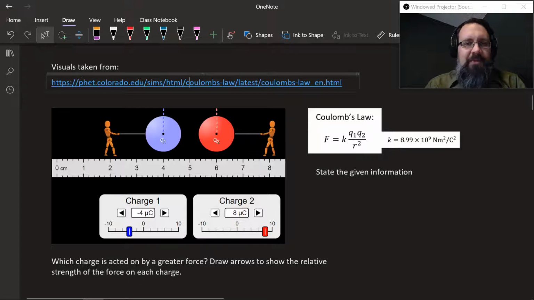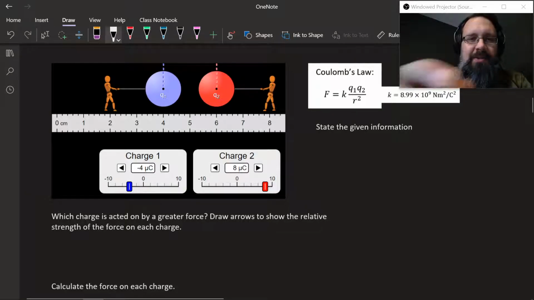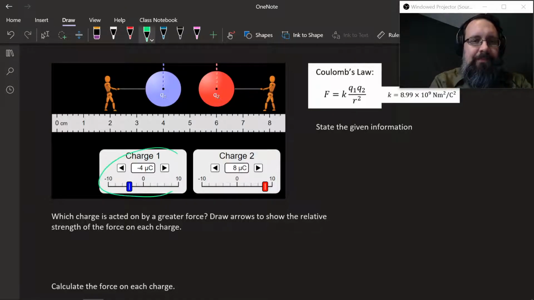But what I'm going to do is just pull off right here. So Coulomb's law is K Q1 Q2 over R squared, and then that K is 8.99 times 10 to the 9. So what's the given information in this setup? We're going to try to figure out the force between these objects. So what's Q1? If we look at our diagram over here, here's charge 1.